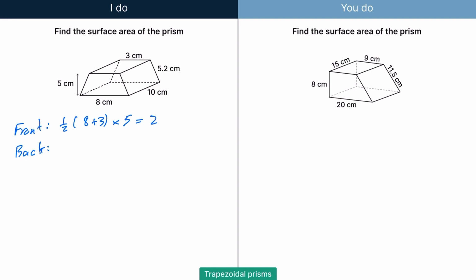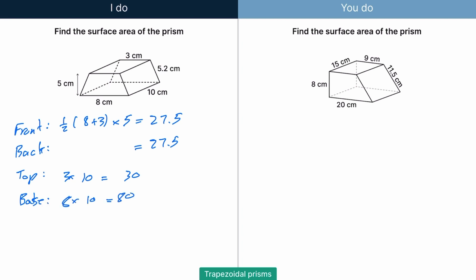And that becomes 27.5. And we know the back is the exact same. So that's that done. That means we've got 4 faces left now. So if I do the top, that will be 3 times 10, which is 30. If I do the bottom, well, as we say, the base, 8 times 10, which is 80.